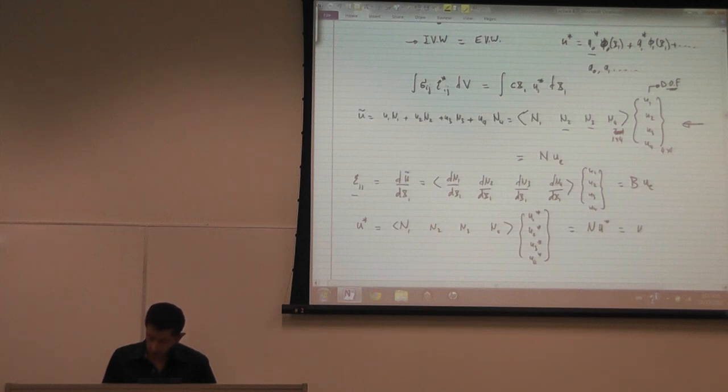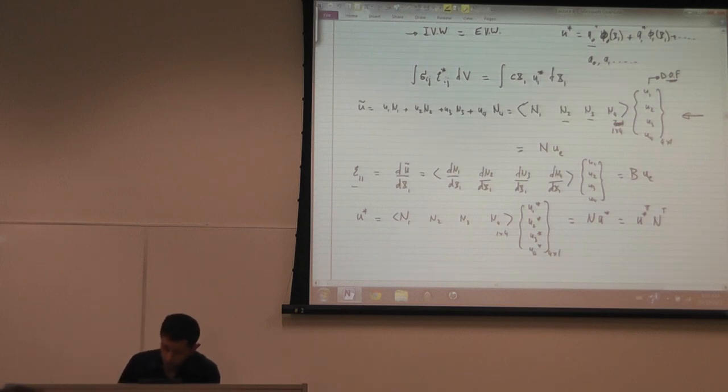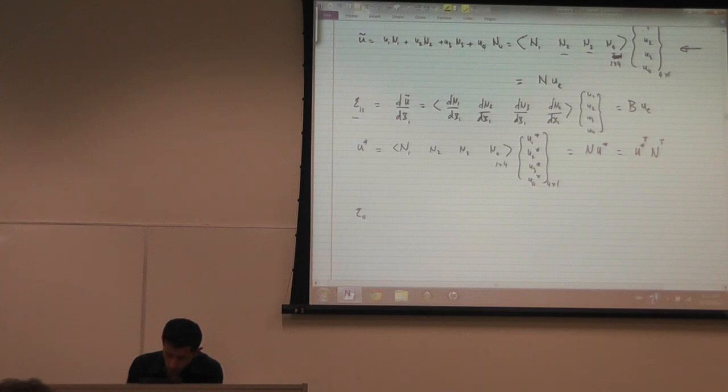I can write it like this, u star transpose, because this is 1 by 4 times 4 by 1. If you make that row into a column and that column into a row, so transpose them, you get the same value. And similarly, epsilon 1 star is equal to du star by dx1, that's the virtual strain, will be equal to u star transpose B transpose.